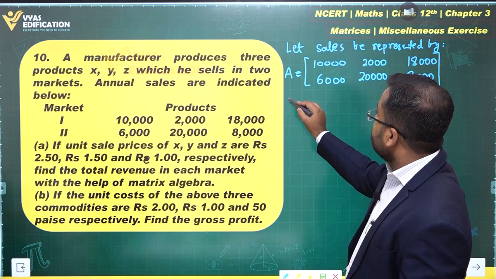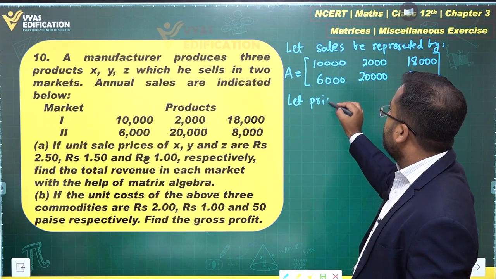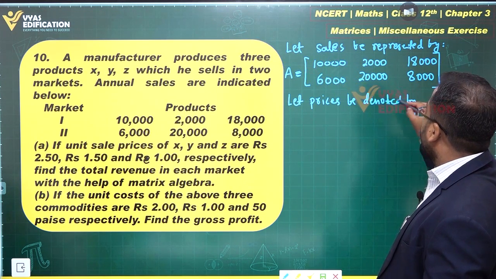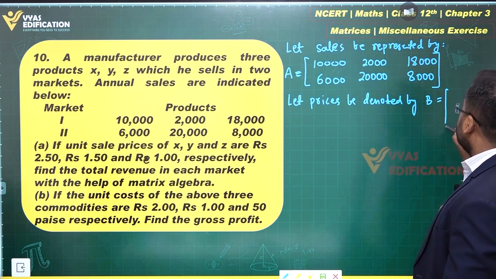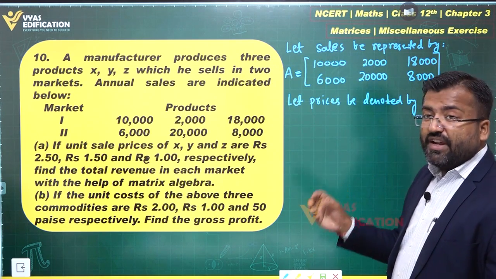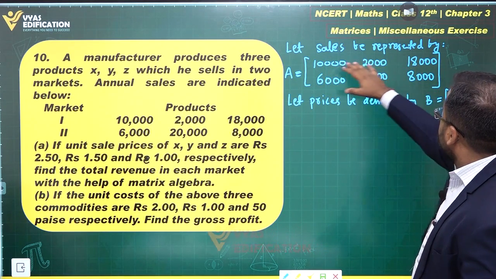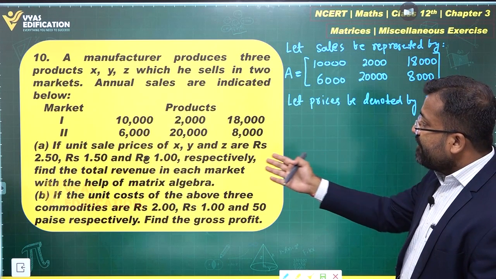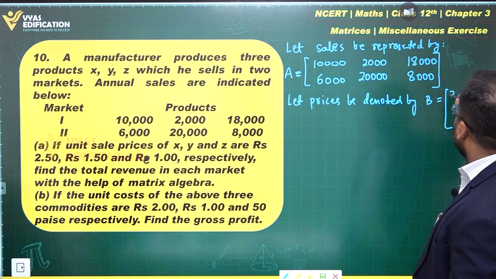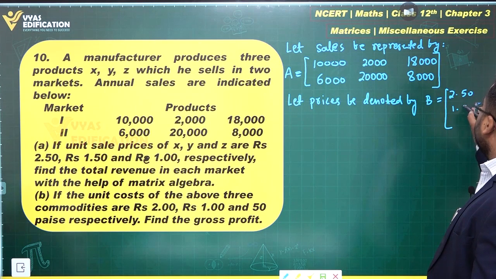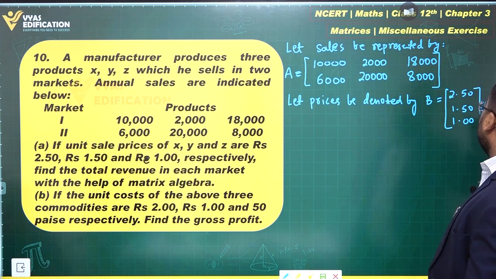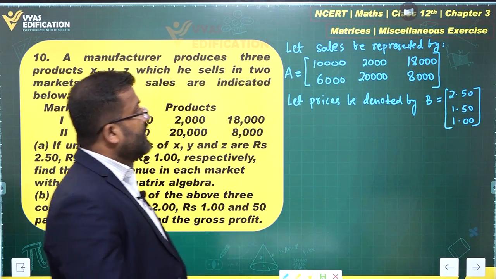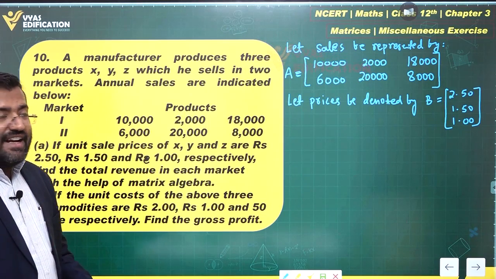What about the price matrix? Let price be represented by matrix B. For multiplication, this row will get multiplied with the column having prices. So what you have is prices of X, Y, and Z are 2.50, 1.50 and 1.00. This is the price matrix, and it has to be in the form of a column, right?